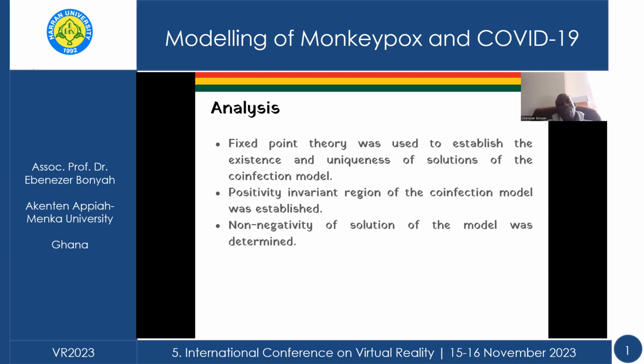So here I said that fixed point theory was used to establish the existence and the uniqueness of the solution of the co-infected model. Because I'm doing a fractional derivative model, I must be able to establish, before I look at the stability analysis of the system, does the solution exist? Does it have a unique solution or multiple solutions? So I used fixed point theory to prove, which showed that it existed.